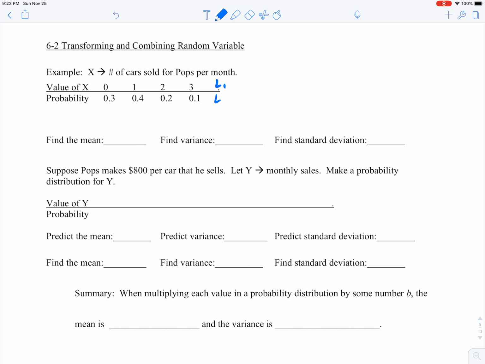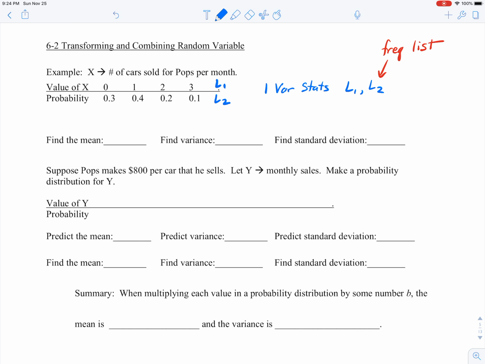Well, let's put these values in L1 and L2. Remember, that's stat edit to get to the lists. And then pause if you need to, but once you get those in the lists, you can do stat calc to get to one variable stats. And you're going to tell it to use L2 as the frequency list. If you're doing this with an old calculator, you just need to put the L1, L2 next to it, and it will use the second one as the frequency list.